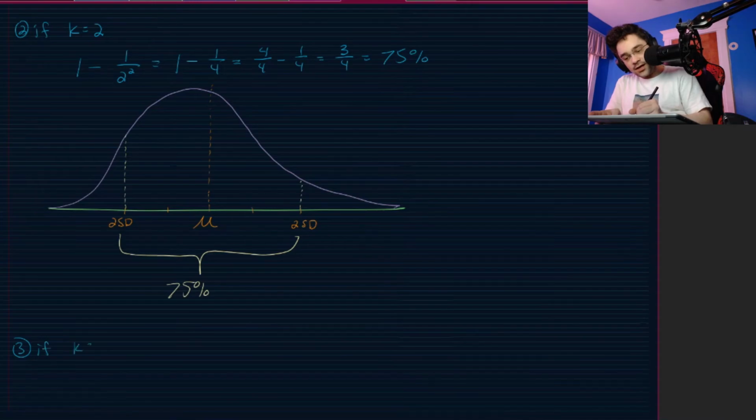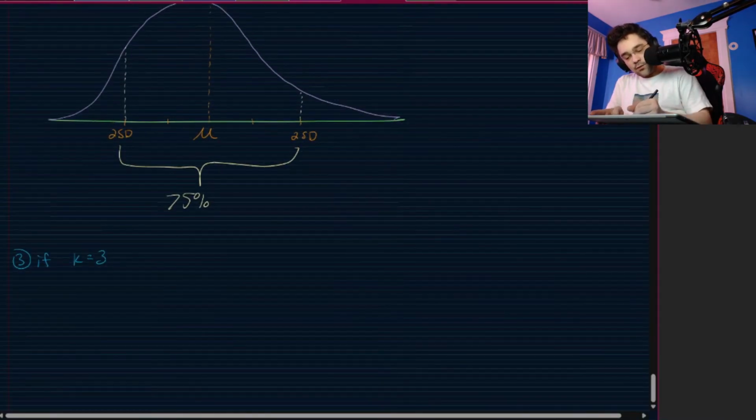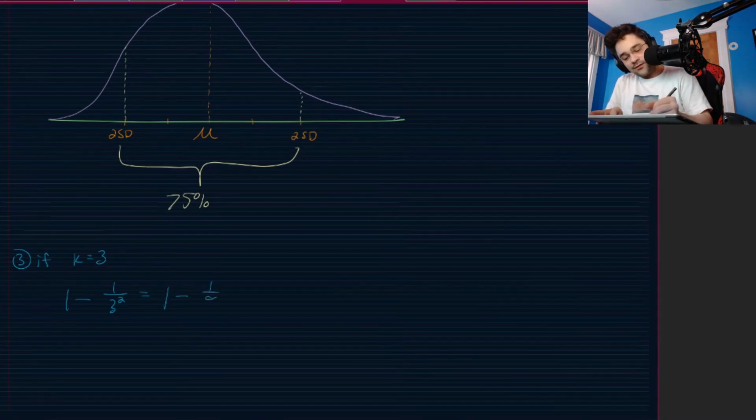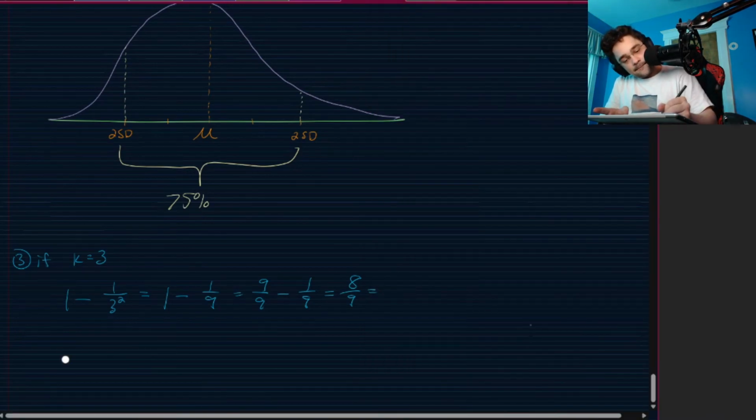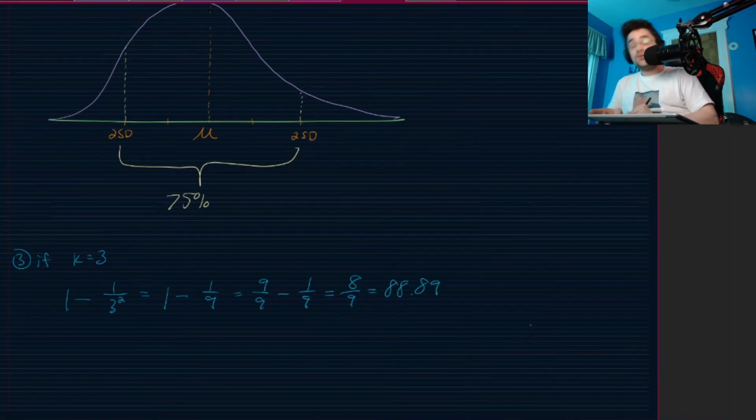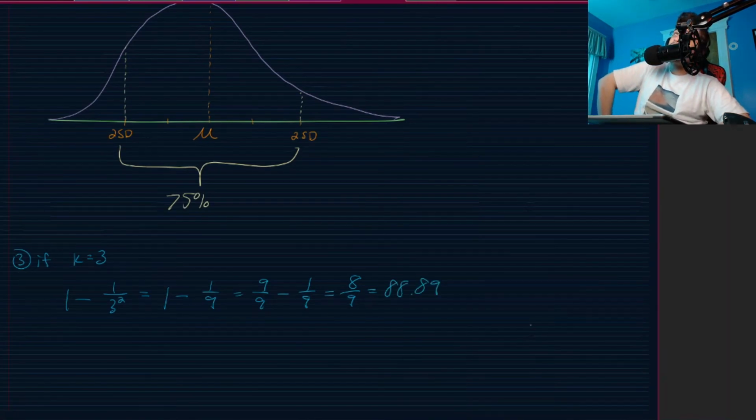If k is 3, we would get what percentage of values would fall within 3 standard deviations away from the mean. This will be 1 minus 1 over 9. It's 9 over 9 minus 1 over 9, or 8 over 9. What's 8 over 9 as a percentage? 88.89. So that's how we get this value of at least 88.89% for 3 standard deviations for any size distribution.